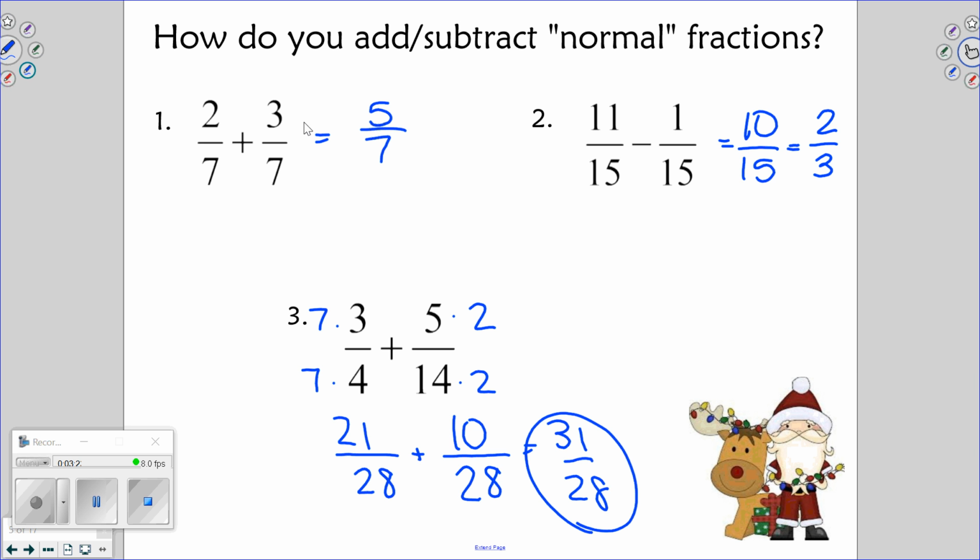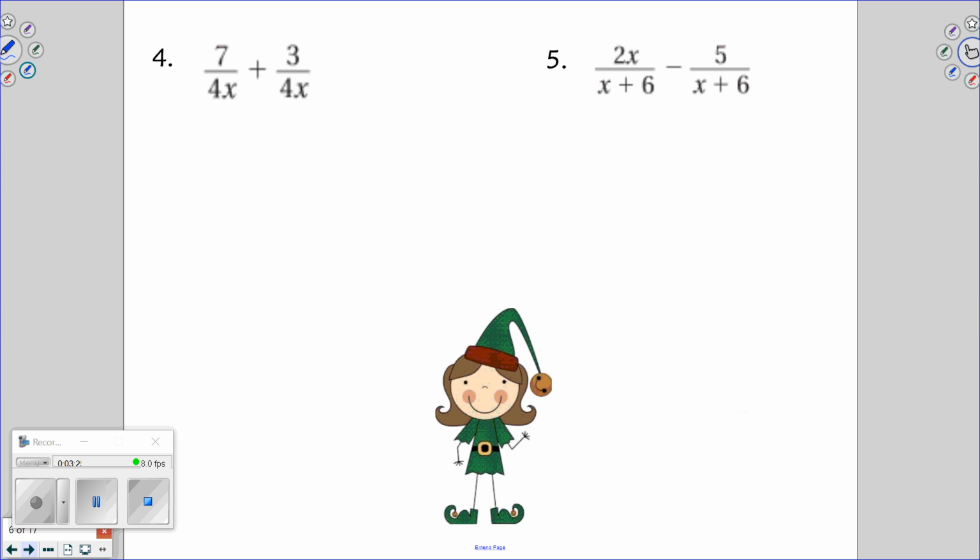Now I'm going to throw x's at you. All right. So let's start real basic. Let's start with some basic ones that have common denominators already. Okay, the hardest part for students is to find that common part. So what if they're already common?